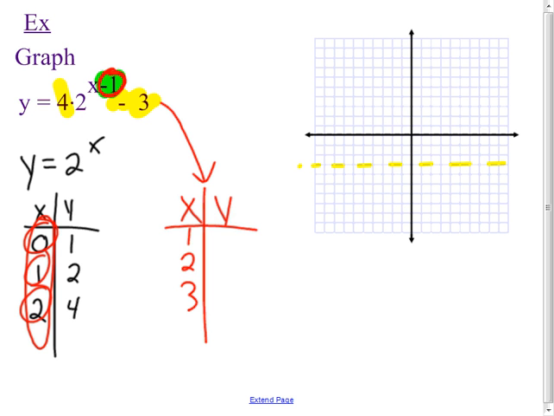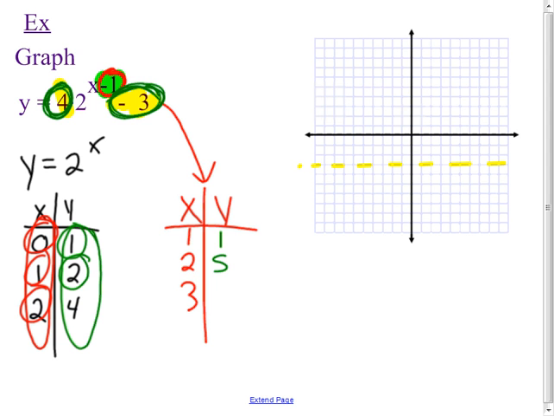Multiply. So I take that y column, and I take each of these individual items, multiply it by 4, and then subtract 3. So it was 1, times 4 is 4, minus 3 is 1. Then I take my 2, multiply it by 4, which gives me 8, subtract 3, which gives me 5. And lastly, 4, multiply by 4, which gives me 16, subtract 3, which gives me 13. I have the new points to graph.